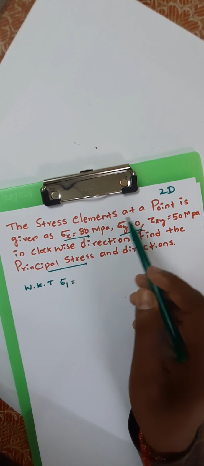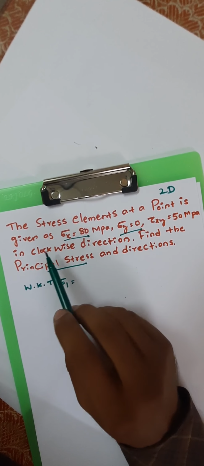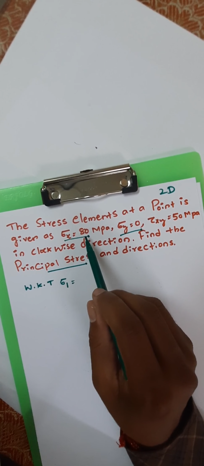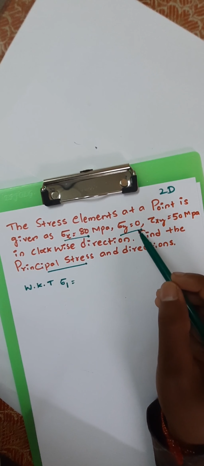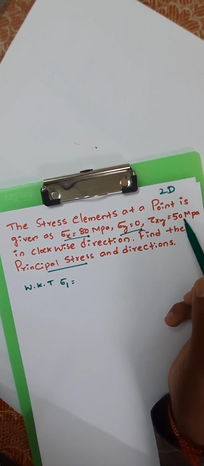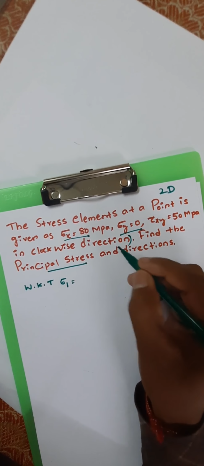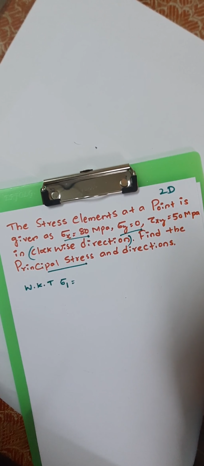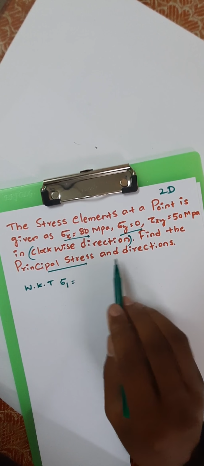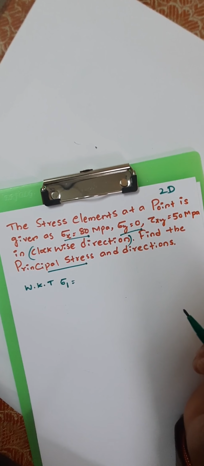The stress element at a point is given as sigma x is equal to 80 MPa, sigma y is equal to 0, tau xy is equal to 50 MPa, in the clockwise direction. I'll consider this as a clockwise direction. Here, what we need to find out? We need to find out the principal stresses and directions. This is the given problem.